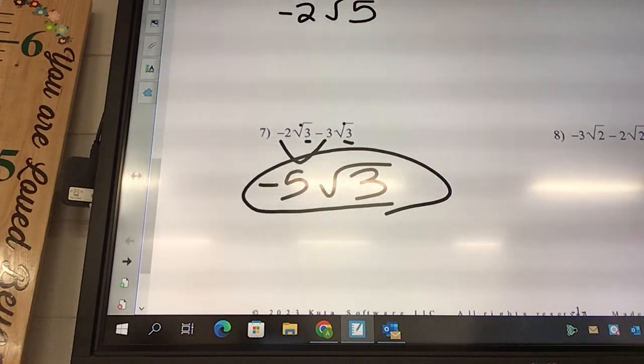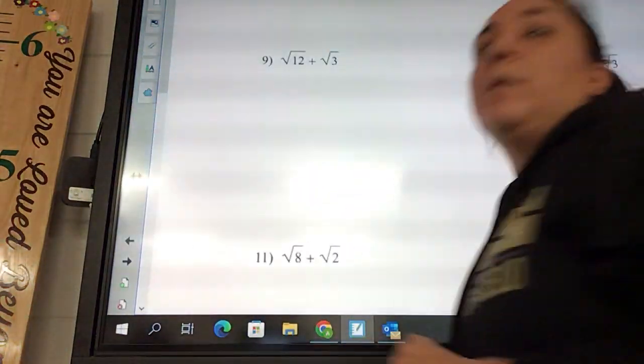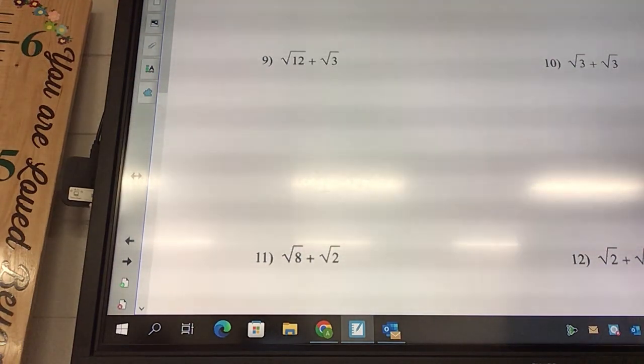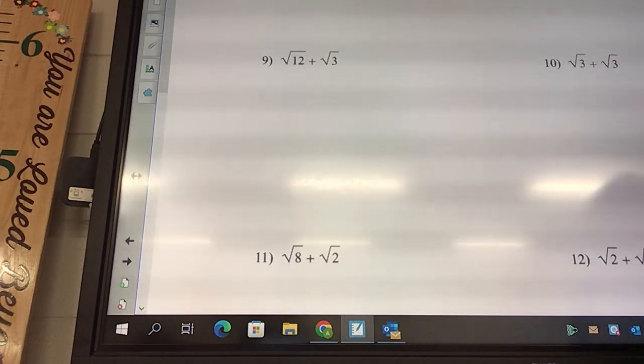Okay, flip it over. I know you want to work on the front, but flip it over. Okay, look at 9. So our stuff starts to change. We're making our way to the back. Okay. Our index is the same.